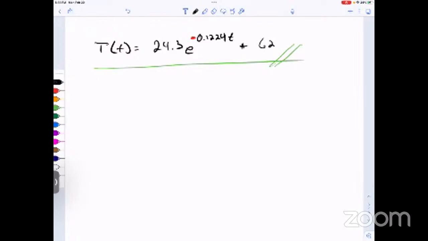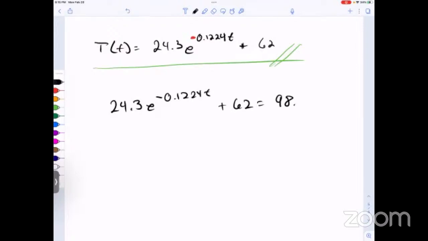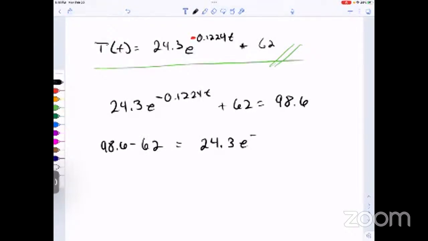So then we get this 24.3 e to the negative 0.1224 t plus 62. I'm going to leave it as 0.1224 because I think that worked for us. When was the last time the temperature was 98.6 degrees Fahrenheit, right? So if we solve for t, I'm going to reverse the order, subtract 62. So we're going to have 98.6 minus 62 equals this. Okay, let's clean it up.